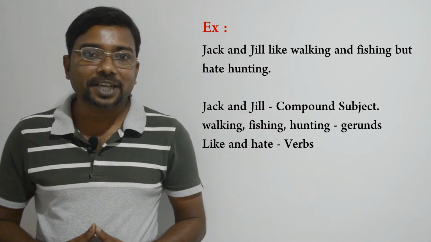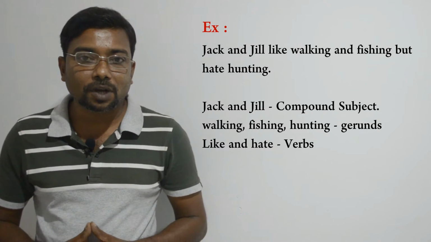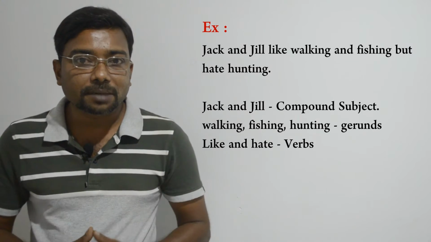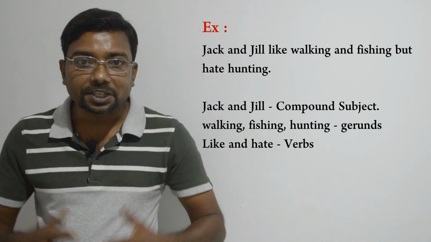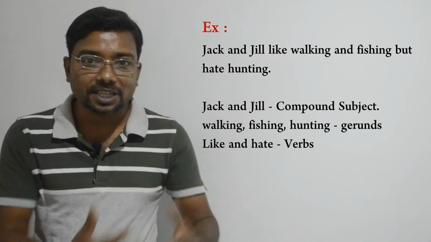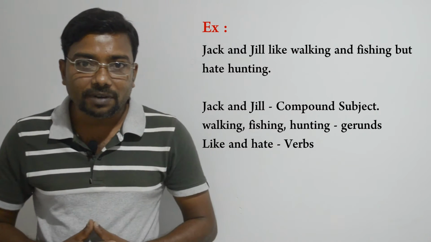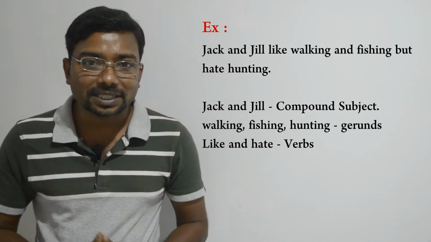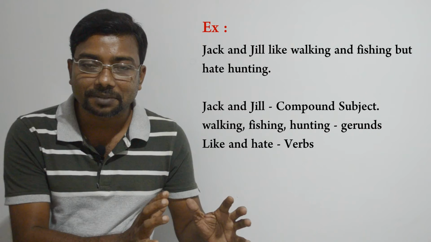Okay, look at this example. Jack and Jill like walking and fishing but hate hunting. Okay, when we look at this example, Jack and Jill is the compound subject because it includes two subjects. Here walking, fishing, hunting, these are gerunds because they act as nouns in the sentence. Here hate and like are the verbs. Although it has two verbs, this is a simple sentence because both verbs are governed by the same subject.